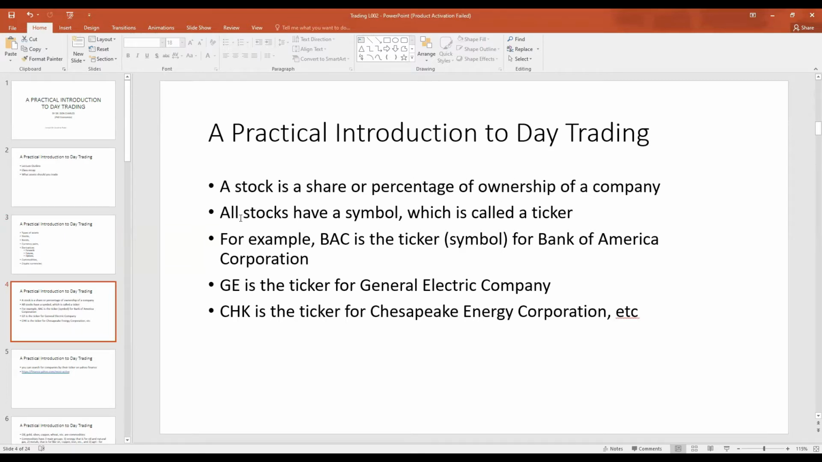All stocks have a symbol, which is called a ticker. So for example, BAC, that's the ticker for Bank of America. GE is the ticker for General Electric Company. CHK is the ticker for Chesapeake Energy Corporation. Let me show you an example.